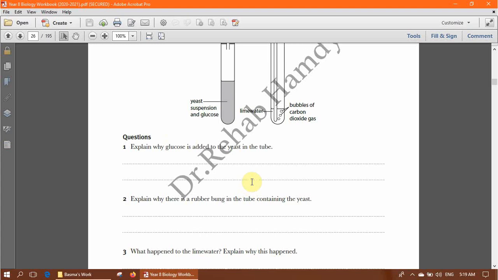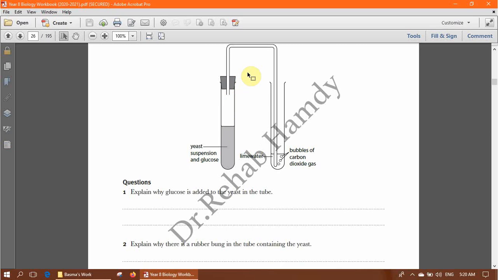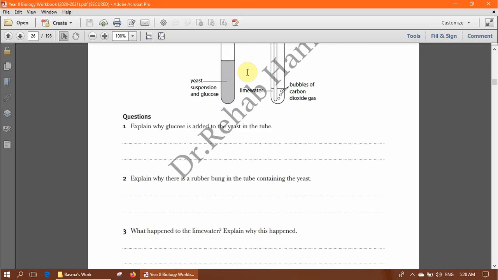Okay, why is there a rubber bung in the test tube here? Why do we put a rubber bung? To prevent the gases from escaping outside. I want the carbon dioxide gas to be collected and to move and enter the other test tube. So I have to put a rubber bung so that the gases won't escape outside of the test tube into the air.